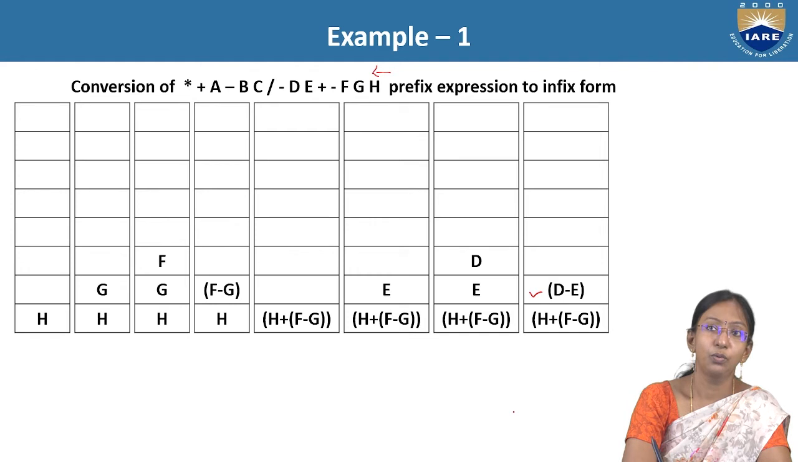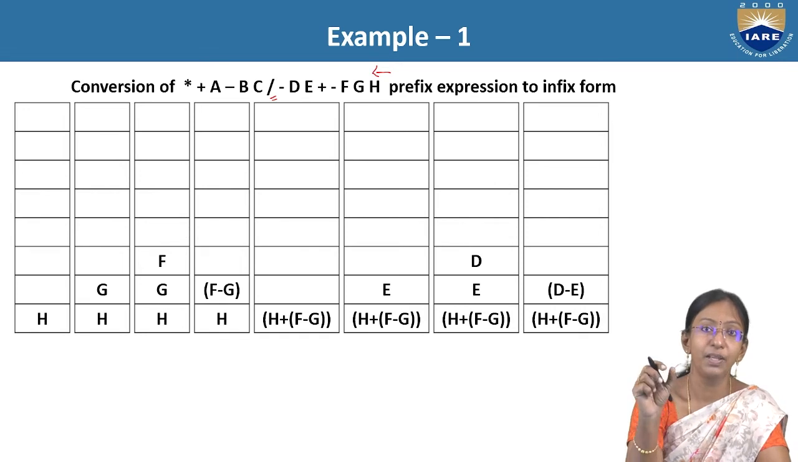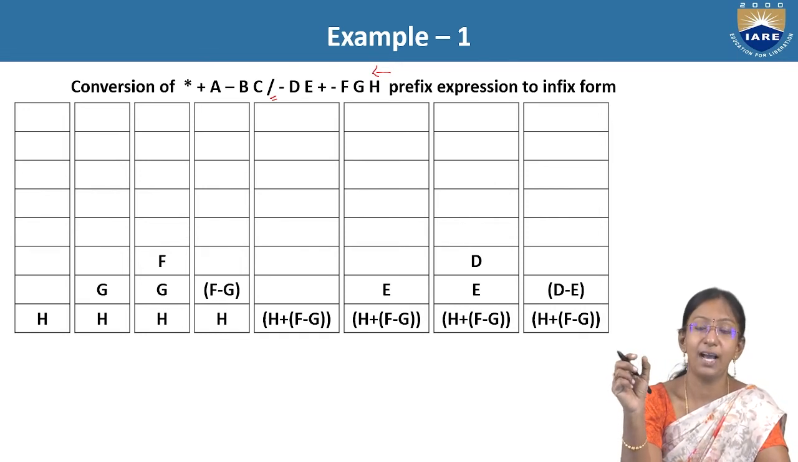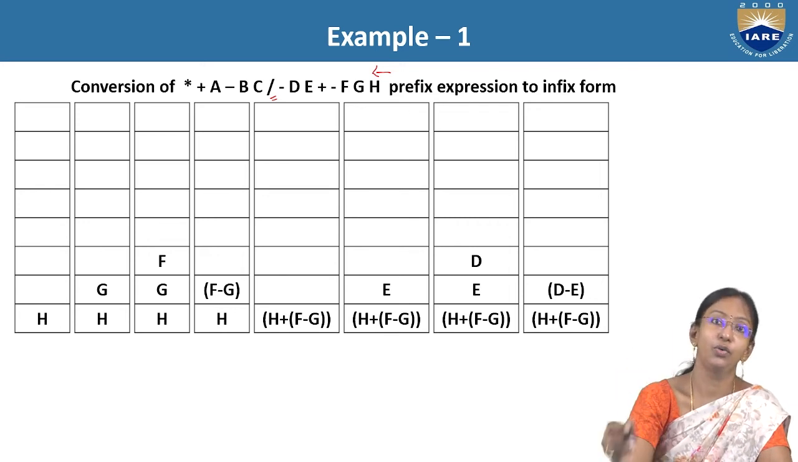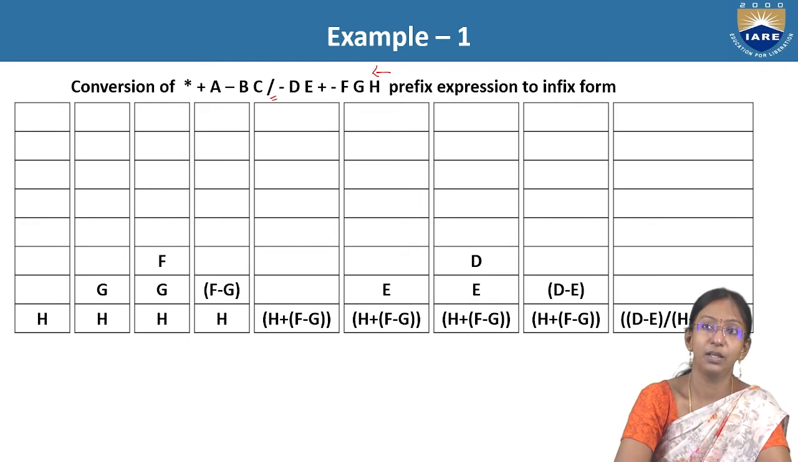Next is an operator, guys, which is division. Have a look at this one. You'll encounter division. See, you have two elements in the stack. As a whole, D minus E acts as a single unit. H plus F minus G acts as a single unit. So two elements are there in your stack and an operator in your hands. You can concatenate them. That's what I have done.